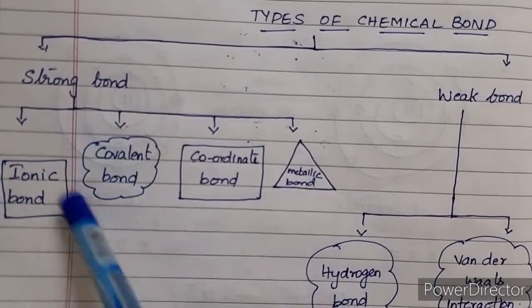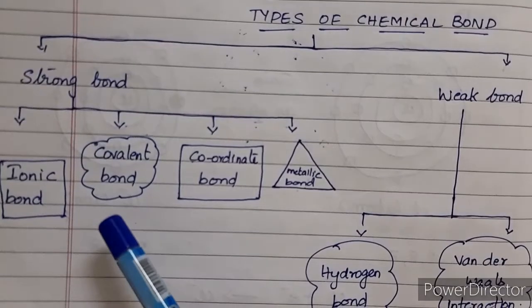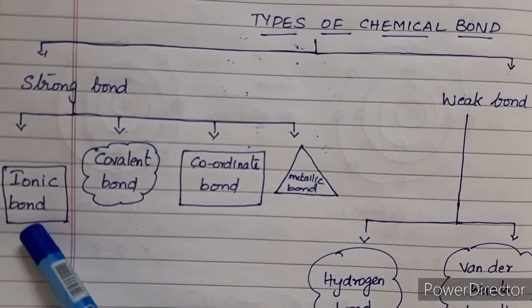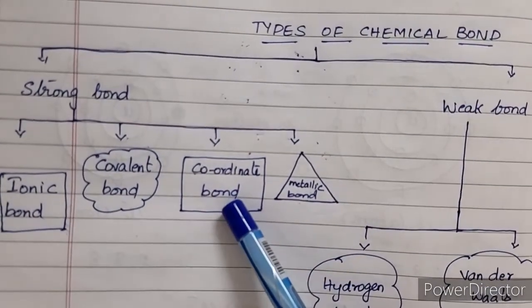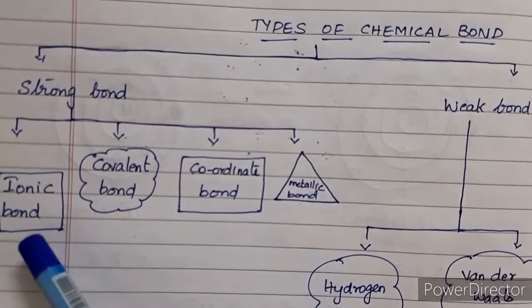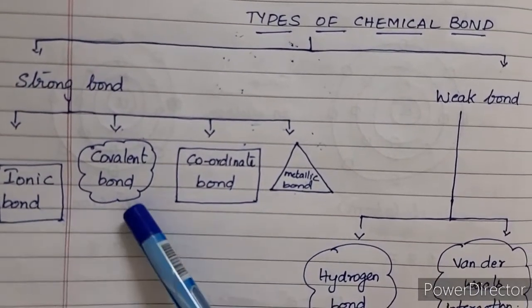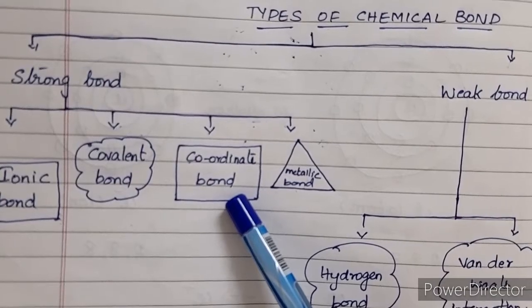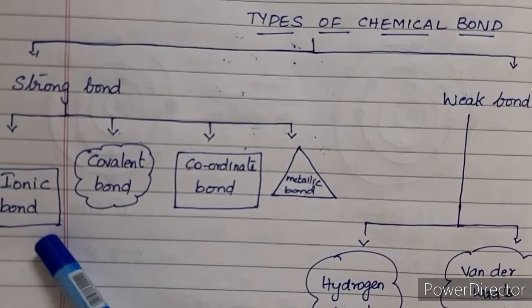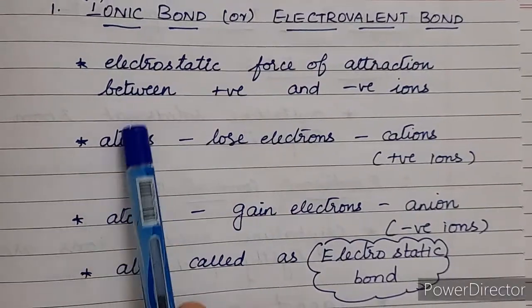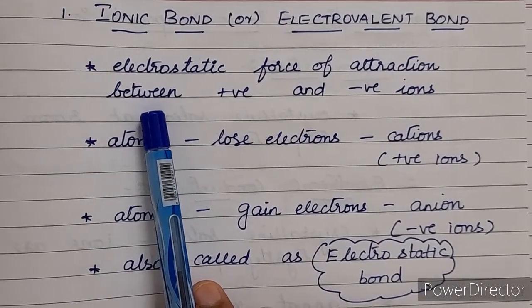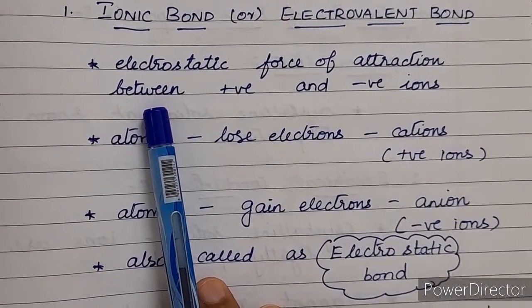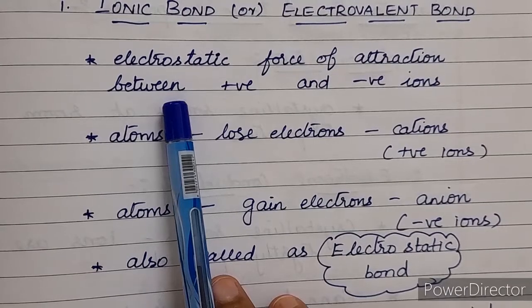Now we are going to see the strong bonds, and for your syllabus you have ionic bond, covalent bond and coordinate bond. So in this lesson we'll be dealing with the ionic bond, covalent bond and coordinate bond. Now let's see the ionic bond first. Now the ionic bond is a chemical bond that is formed between the 2 atoms.